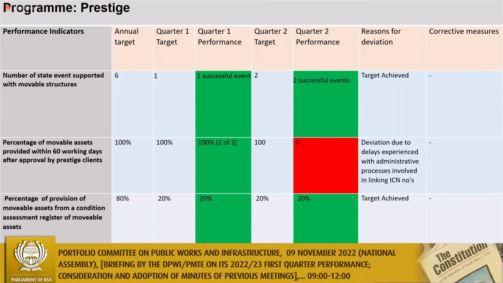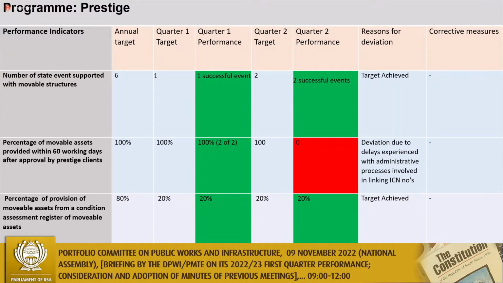We have achieved one event in Q1, and then we also have other events in Q2 that were achieved. Largely, they focus on either state visits as well as presidential or infrastructure. So this also reflects to a cabinet that was held that we are reporting in terms of Q1. And then we provided those movable assets within the time frame of 60 working days, 2 of 2 that we received, and then we responded to that positively, leaving us with 100% achievement.